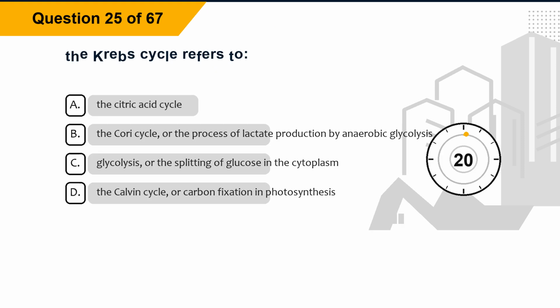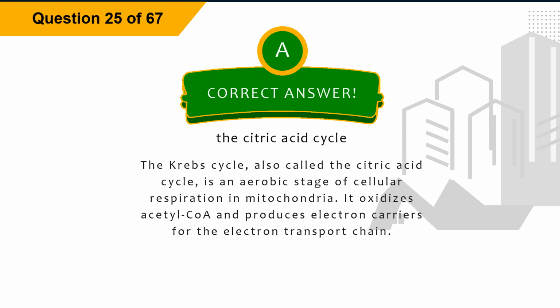Question 25. The Krebs cycle refers to option A, the citric acid cycle, option B, the Cori cycle, or the process of lactate production by anaerobic glycolysis, option C, glycolysis, or the splitting of glucose in the cytoplasm, option D, the Calvin cycle, or carbon fixation and photosynthesis. The correct answer is option A, the citric acid cycle. Explanation: the Krebs cycle, also called the citric acid cycle, is an aerobic stage of cellular respiration in mitochondria. It oxidizes acetyl-CoA and produces electron carriers for the electron transport chain.